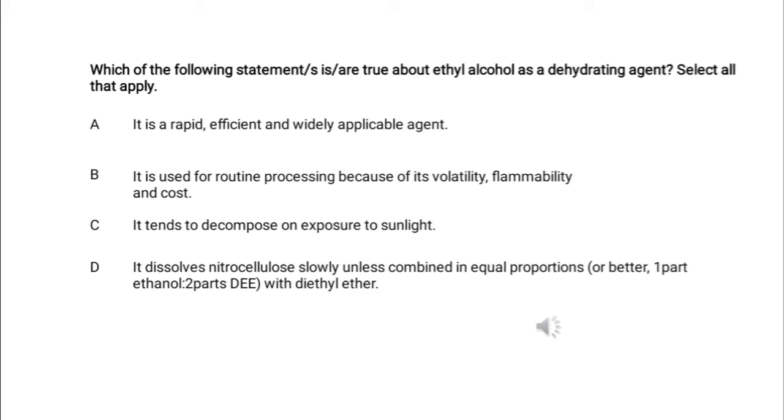Next choice is that it tends to decompose on exposure to sunlight. This is false because ethanol does not decompose when exposed to sunlight, but this is a property of dioxane. And then the last choice, it dissolves nitrocellulose slowly unless combined in equal proportions, or better, 1 part ethanol to 2 parts of diethyl ether. This is also true. Therefore, the correct answers are, it is a rapid, efficient, and widely applicable agent, and it dissolves nitrocellulose slowly unless combined in equal proportions with diethyl ether.